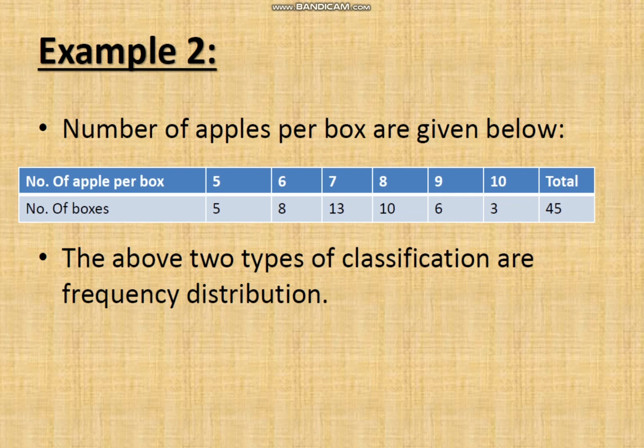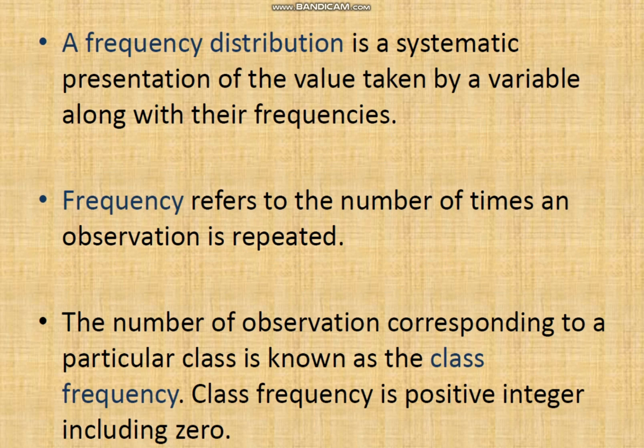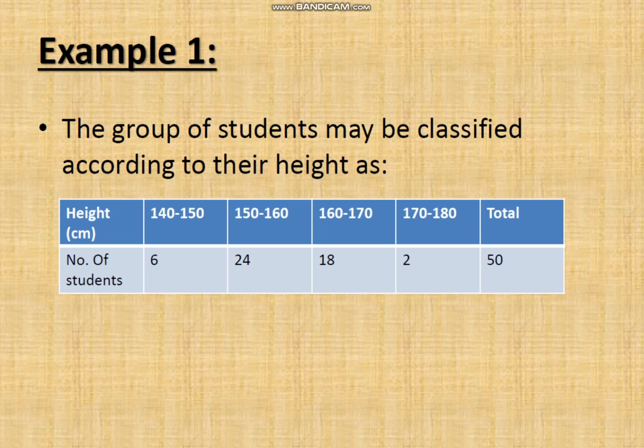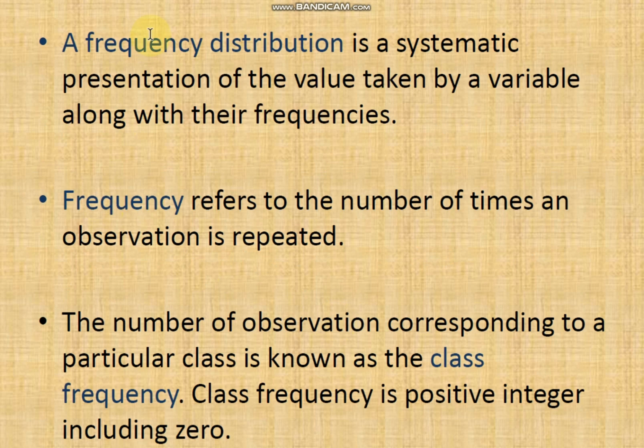So example 1 and example 2 are good examples of a frequency distribution. Then what is a frequency distribution? Let us look at the definition here. A frequency distribution is a systematic presentation of the values taken by a variable along with their frequencies. Let us come back to that example now. The definition was, a frequency distribution is a systematic presentation of the values taken by a variable.